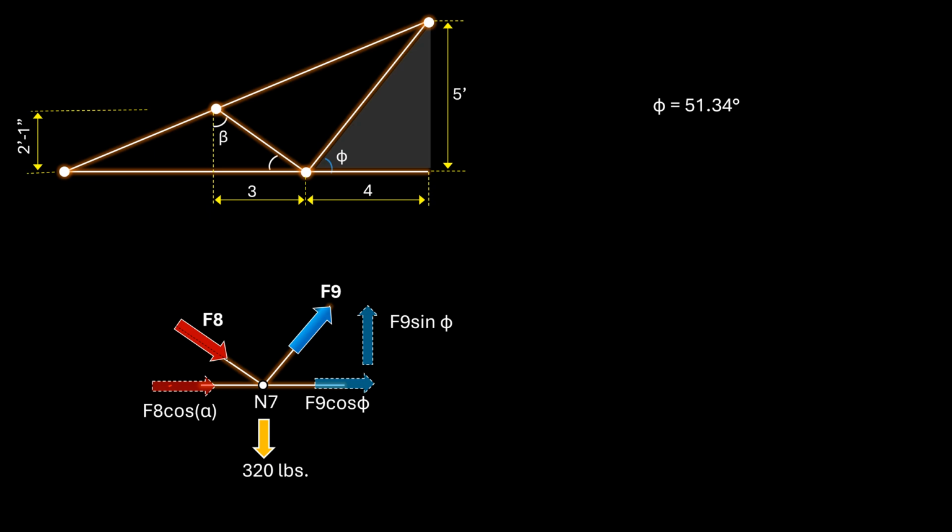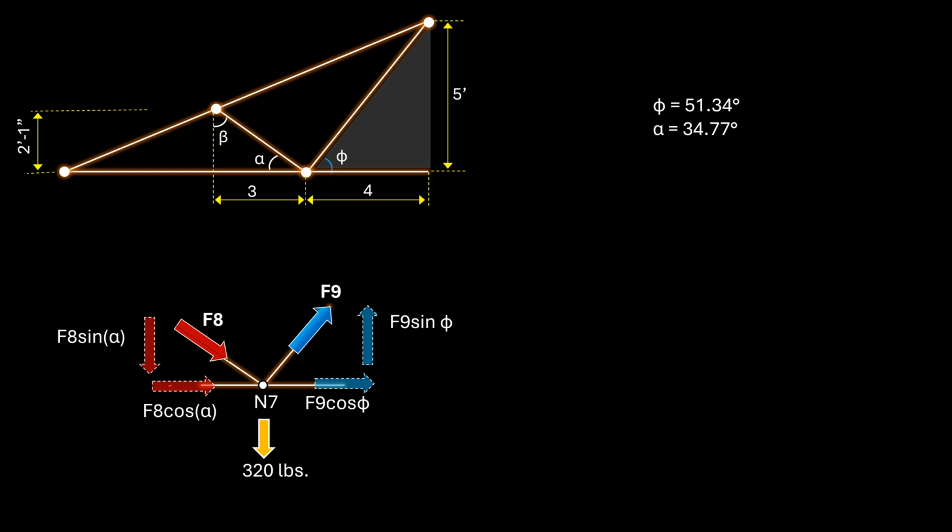We also need to determine the angle between F8 and the horizontal. We will call this angle alpha. The angle is 34.77 degrees based on the dimensions of the truss. We could also have used beta, which we had previously determined, but we will use alpha. Therefore, the vertical component of F8 is the product of F8 and the sine of alpha. If we had used beta, the vertical component would have been the product of F8 and the cosine of beta.